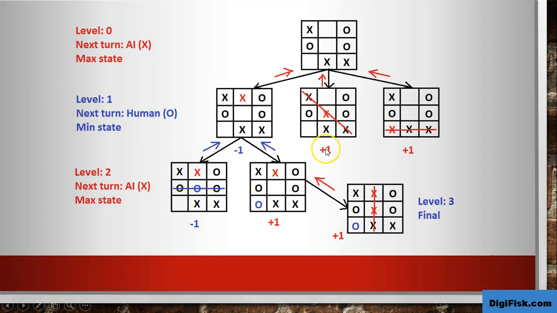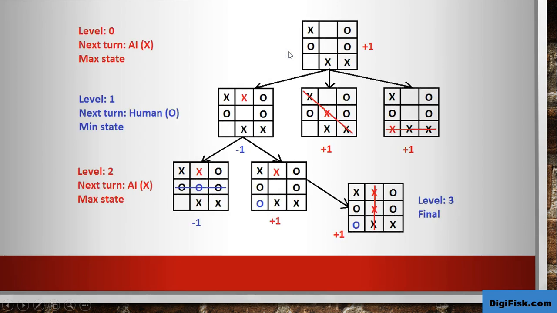And now we have all three utilities for all three child nodes of our starting state, that is the first max state. Okay, so now there you go. There's -1 from here, +1 from here, and +1 from here. And since level 0, that is the first level, is a max state, it's going to choose the maximum out of all of those. So it's going to choose +1. So it's going to choose a node where the utility is +1, okay? Which automatically means that the AI player wins. So now we have utilities for all the nodes. So we've written down utilities for all the nodes.